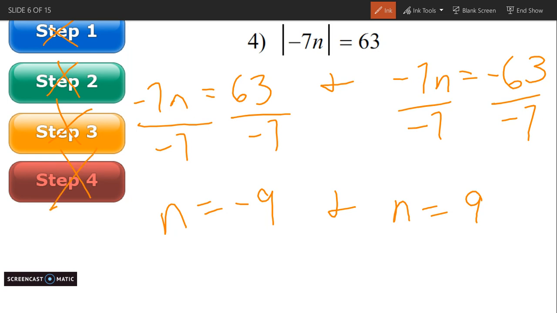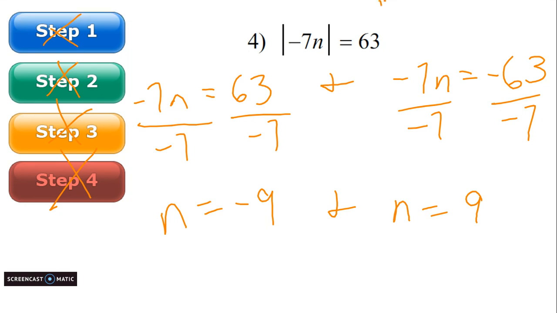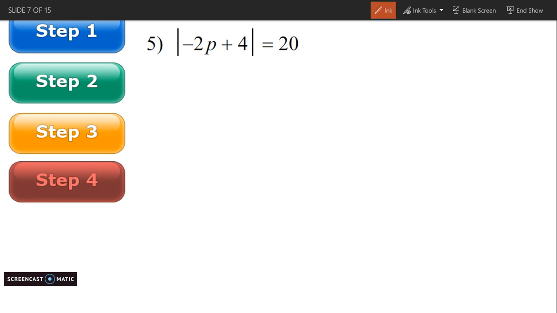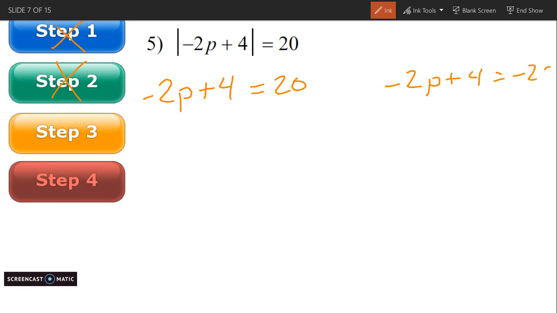Number 5. All right, step 1. Get absolute value by itself. Done. Step 2, is it possible? Yep. We got a positive number on the right side. We can definitely have a positive answer when we take an absolute value. Step 3, two equations. So you've got negative 2p plus 4 equals 20. Negative 2p plus 4 equals negative 20.